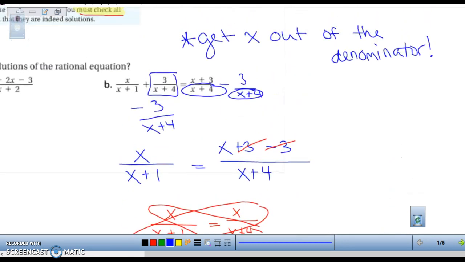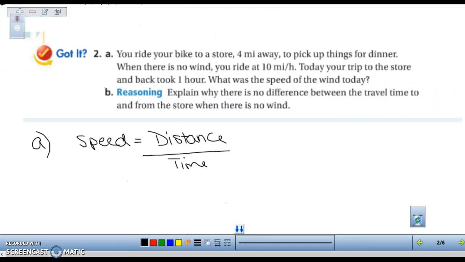So hopefully that works when we plug it back in. Let's check. If we plug that back in, we have 0 divided by 1 plus 3 divided by 4 equals 3 divided by 4. 0 divided by 1 is 0, so 3/4 equals 3/4, and that is correct.